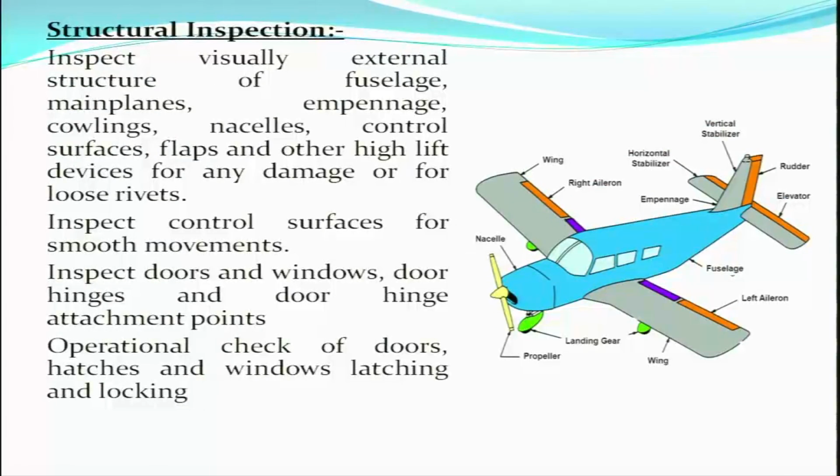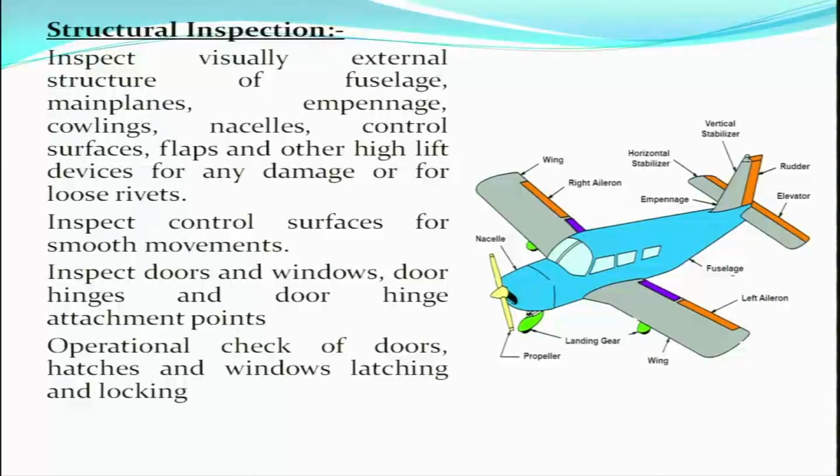Now, what are the structural inspections? Inspect visually external structure of fuselage, main planes, empennage, cowlings, nacelles, control surfaces, flaps and other high lift devices for any damage or for loose rivets.